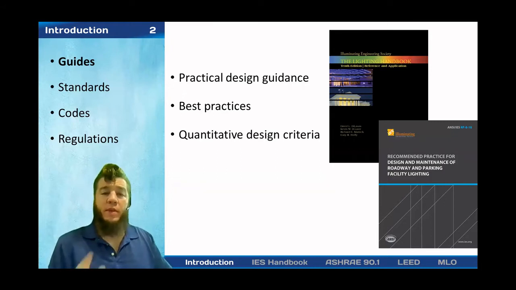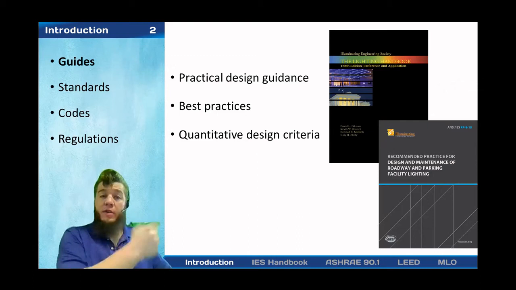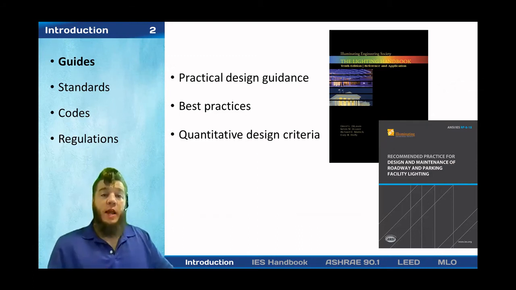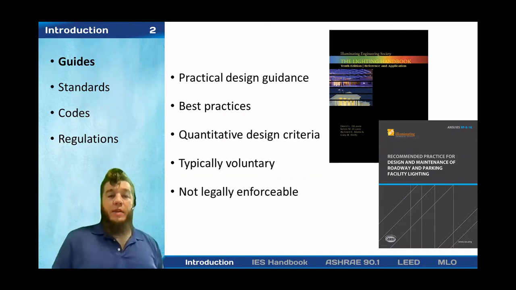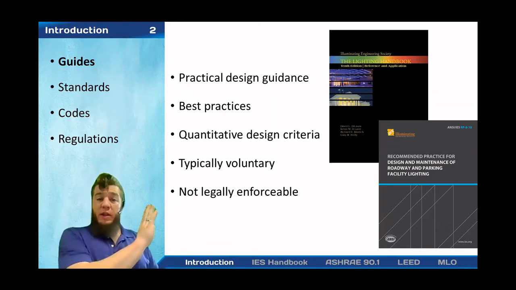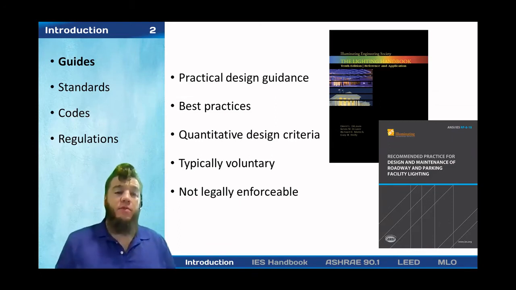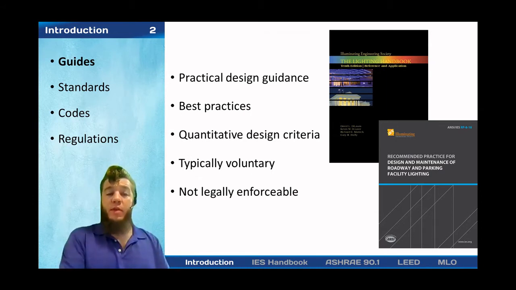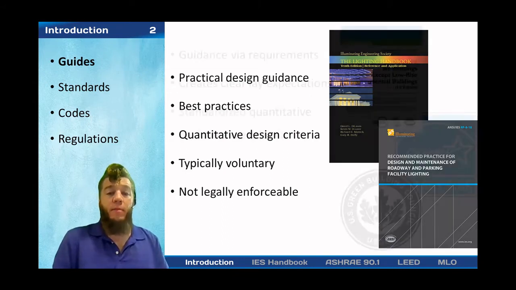So starting with guides, including the IES Handbook, the primary purpose of these is to provide practical design guidance, and the focus is usually on best practices. There'll also be quantitative design criteria because this is engineering after all. And these are going to almost always be voluntary, and they're not legally enforceable because they're not written in legally enforceable language like some of the other things that we're going to look at today are.